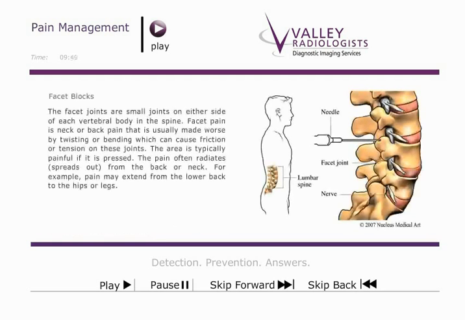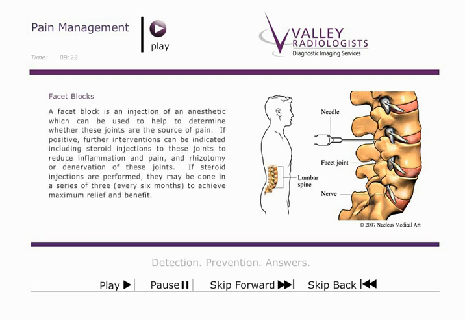Facet blocks. The facet joints are small joints on either side of each vertebral body in the spine. Facet pain is neck or back pain that is usually made worse by twisting or bending, which can cause friction or tension on these joints. The area is typically painful if it is pressed. The pain often radiates or spreads out from the back or neck. For example, pain may extend from the lower back to the hips or legs.